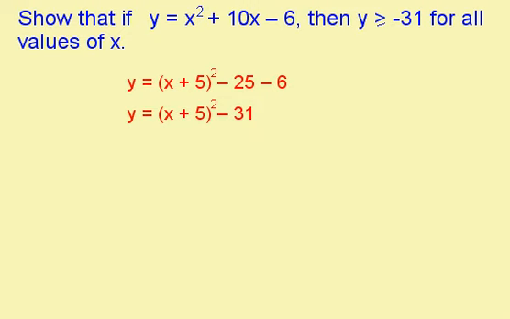For the next part of the question, I'm going to look at the squared bracket only. Because I know this is a square number, it must be greater than or equal to 0. The minimum value of this part here is 0, which means that the minimum value of y is −31. This is written as y ≥ −31.